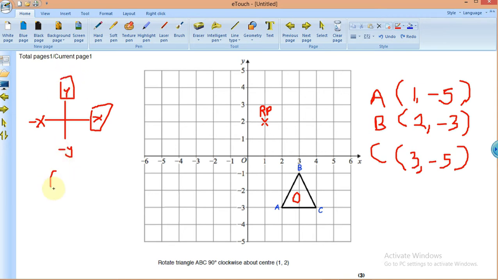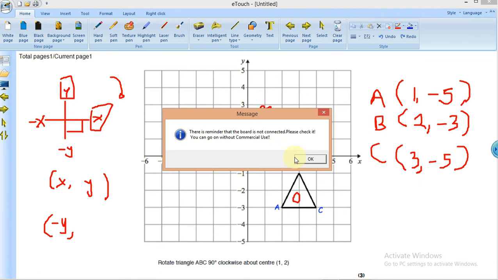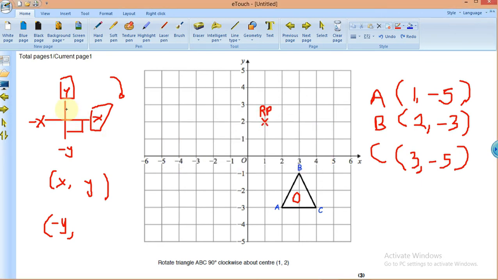So x will change to what and y will change to what? This is 90 degrees clockwise. The first question was 90 degrees anti-clockwise. Clockwise, x changes to minus y. So that is minus y, comma. Clockwise again, the next coordinate is y, and from y, 90 degrees, y changes to x. Based on the first explanation, still the same.